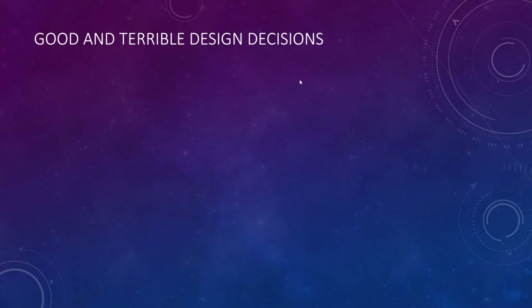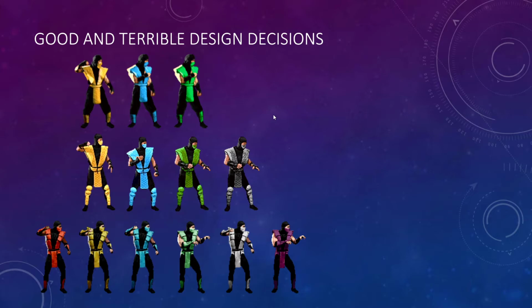All this combines the characters, right? So, for example, good and terrible design decisions. Okay, Mortal Kombat. So the original ninjas were obviously Scorpion, Sub-Zero, and Reptile. All they did with the original Mortal Kombat was they combined yellow and blue to get green.